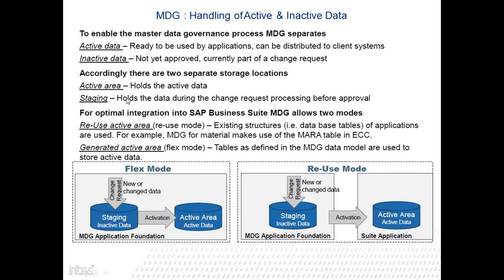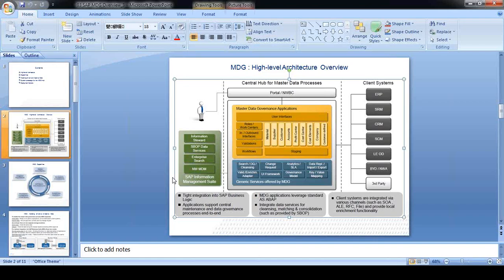Staging means you need to remember this. The active area holds the active data. Staging means it is just inactive data. So here it comes to another terminology. There are two modes the framework has been designed with in MDG. One is reuse mode and the other is flex mode. What is reuse mode and what is flex mode? I will try to explain this through system tables.